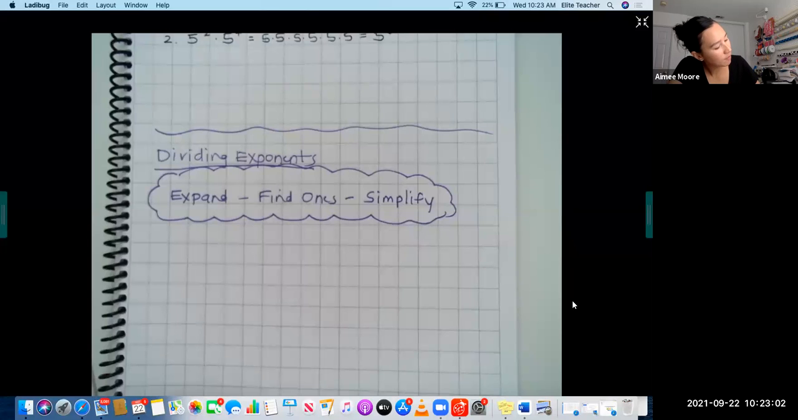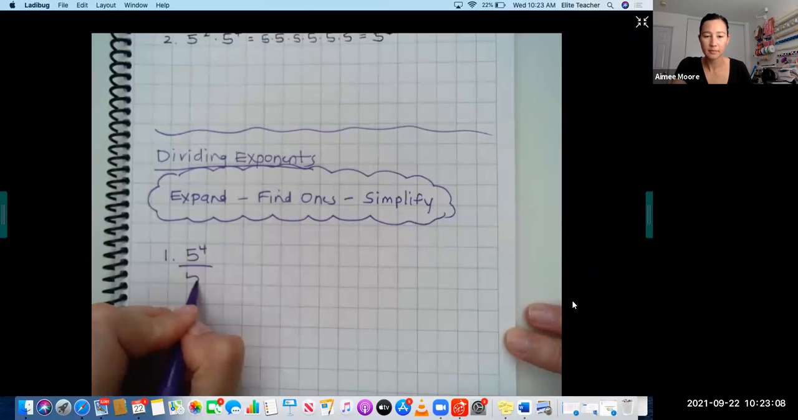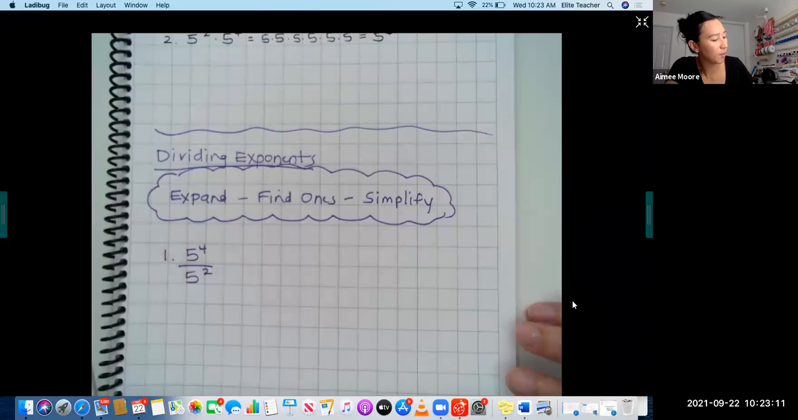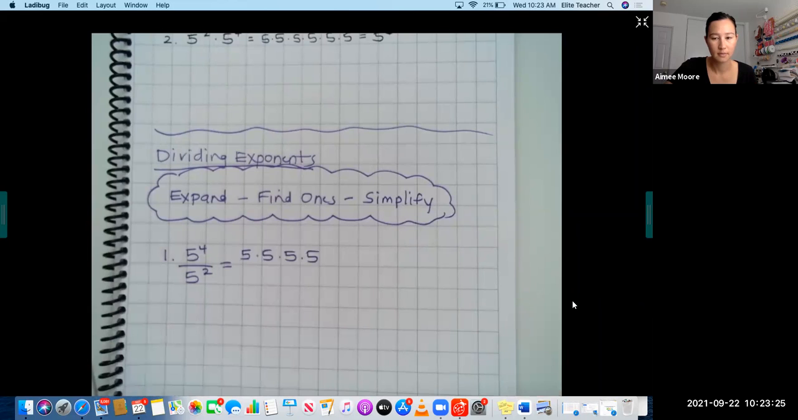So see, we have 5 to the 4th power divided by 5 to the 2nd power. We just practiced our expanding when we were multiplying exponents. So 5 to the 4th power, that is 5 multiplied 4 times: 1, 2, 3, 4. And then we're dividing that by 5 to the 2nd power, which is 5 multiplied 2 times. So that's the expanding. That was step 1.